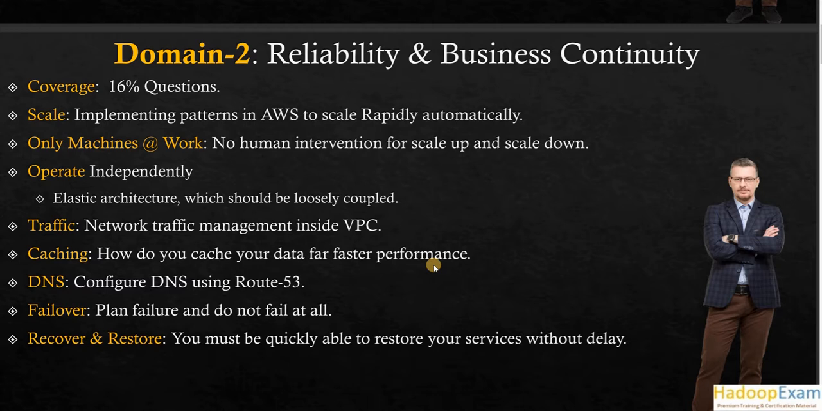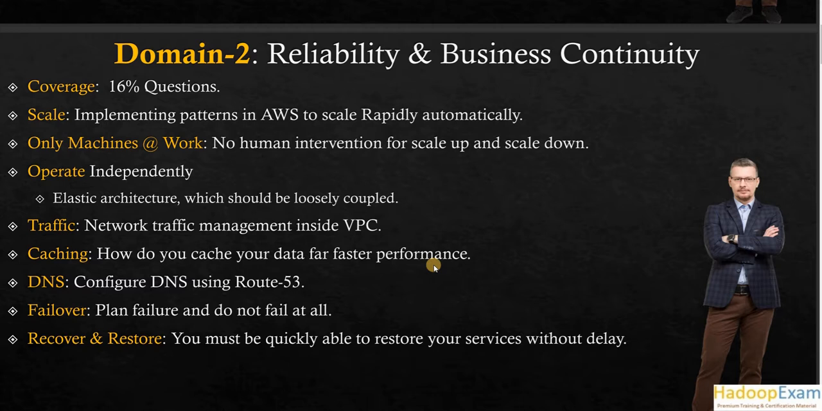Now caching. There are various ways you can cache your data. In Amazon, there are dedicated services for that: Redis and Memcached. There are two caching patterns, but people sometimes use DynamoDB as well for caching, which is not a recommended option. The caching should be done through Memcached and Redis solutions. DNS, you should be able to configure DNS using Route 53.